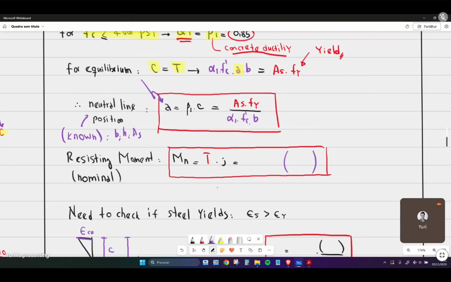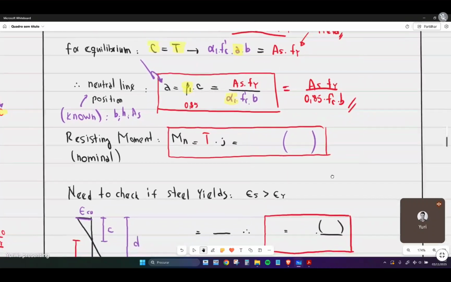Remember that beta 1 and alpha 1 are already 0.85. So if you want, you can already substitute this, and the equation would be like this. This is the equation that we usually show in textbooks. Okay, this is how we determine it.